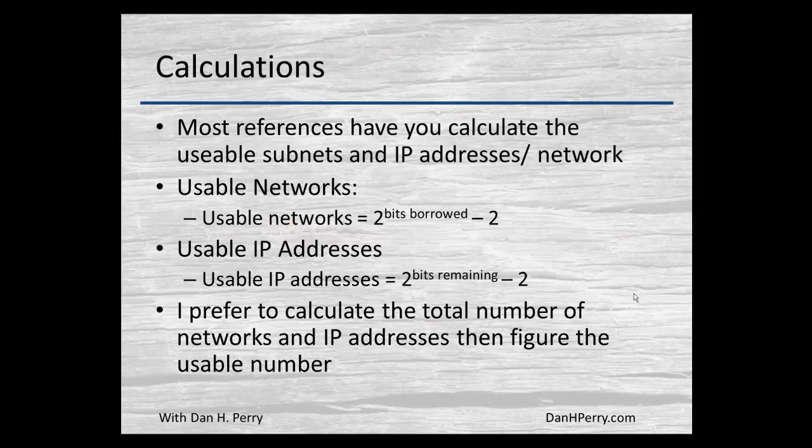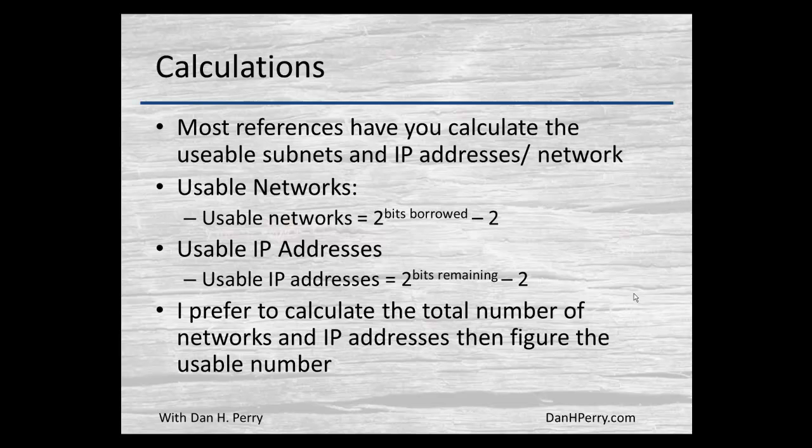Now, there are a lot of ways to calculate subnets. Most of the references have you calculate directly the number of usable subnets, taking into account losing that first and last, and the number of usable IP addresses that remain. We've already said we lose the first and last network, so we always lose 2. The way we calculate the usable networks is we take 2 and raise it to the power of the number of bits that we borrowed, and then subtract 2 from it. That subtracting 2 is for losing that first and last network.